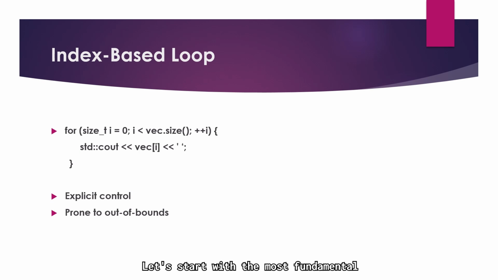Let's start with the most fundamental method, the index-based for loop. This is where we manually access each element using vec[i], running from index 0 to vec.size() - 1. It's highly flexible, letting us skip, reverse, or modify elements conditionally. But it also comes with a risk. A typo in your loop condition or using an invalid index can lead to undefined behavior and crashes. Always ensure your loop limits are correct and prefer using vec.size() instead of hard coding limits.